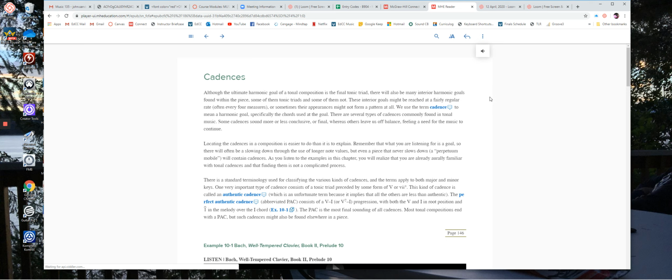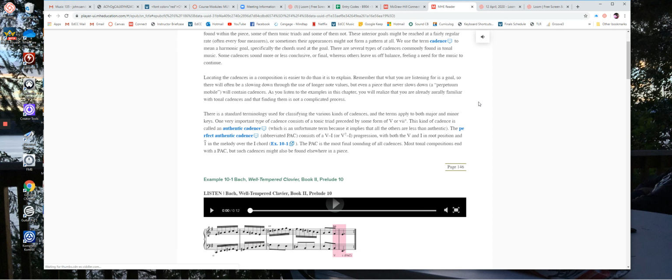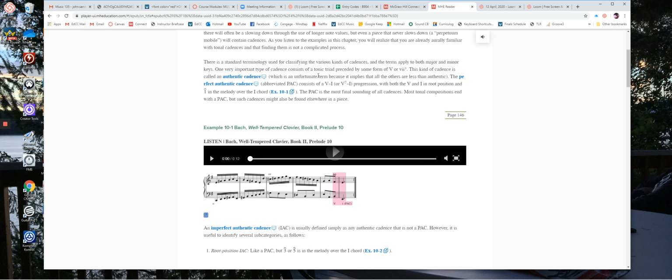Cadences are the few chords at the end of a musical phrase that concludes the phrase. The first cadence they talk about here is the authentic cadence. Authentic cadences involve something from the 5 family, that means 5 or 7 diminished, and then heading to a 1 chord.